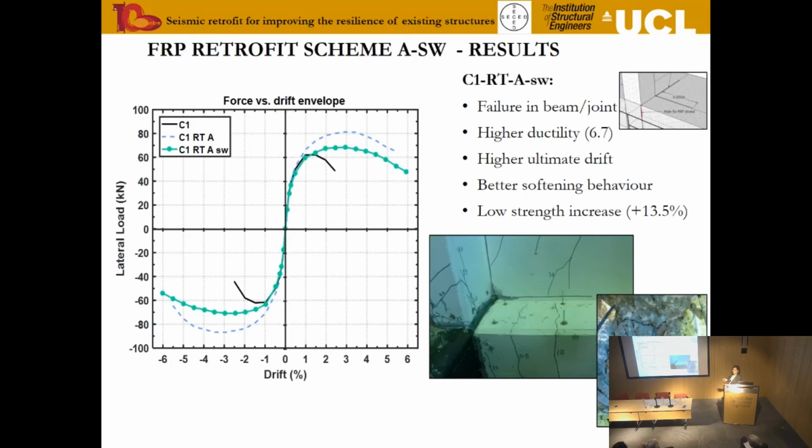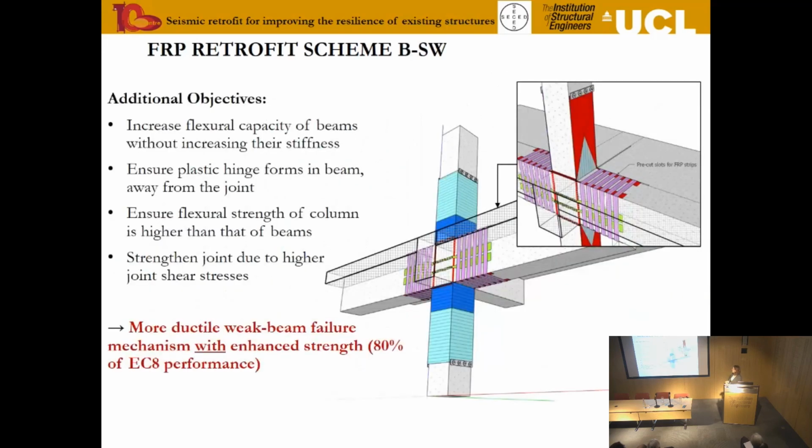We did activate the beams. So we did get damage in the beams, but we still had failure around the beam column connection, which is not great because that again translates into possibly a bad failure mechanism. You've got hinging at the top and the bottom of columns. So we decided to do more.